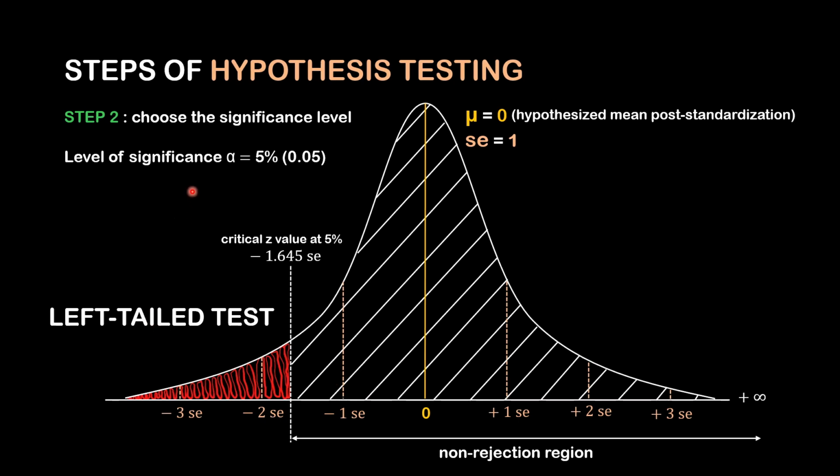Now, keep in mind that if you change the level of significance and therefore also the confidence level, the two are tied, the critical z-value is going to change too. So you need to look up the critical z-value corresponding to the chosen level of significance.